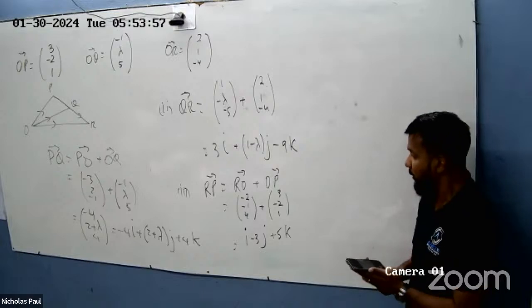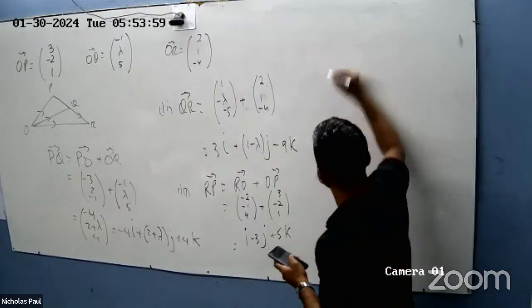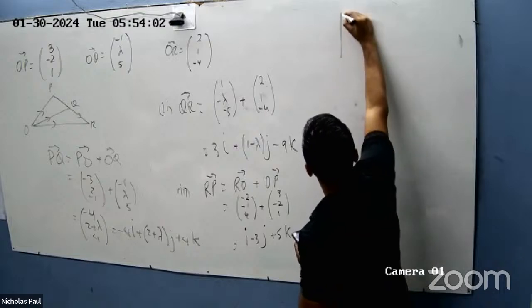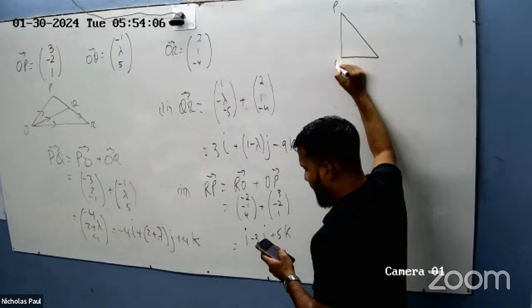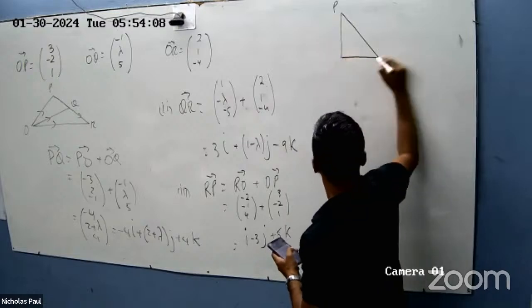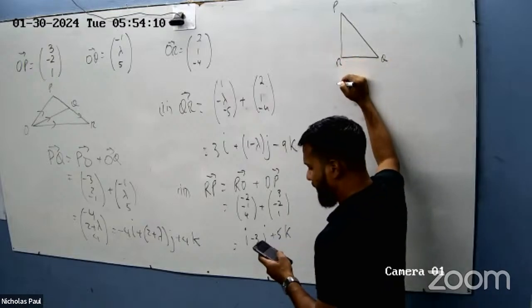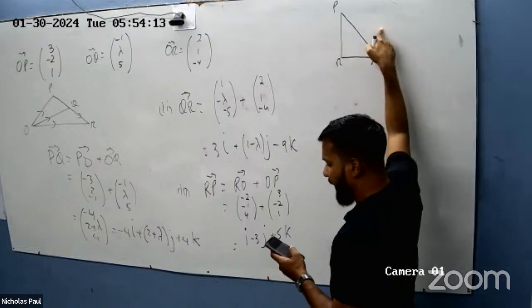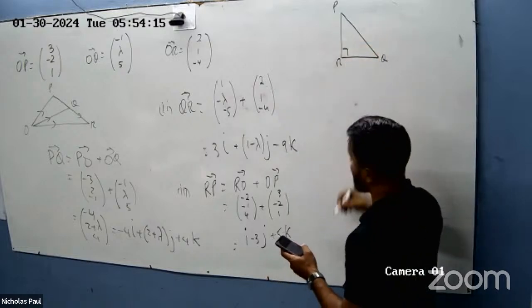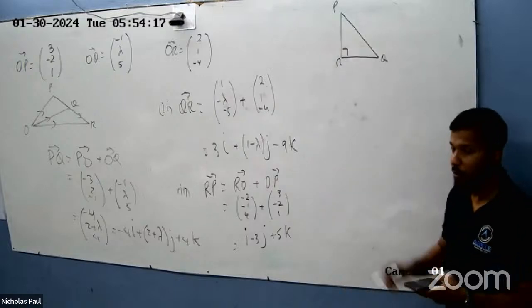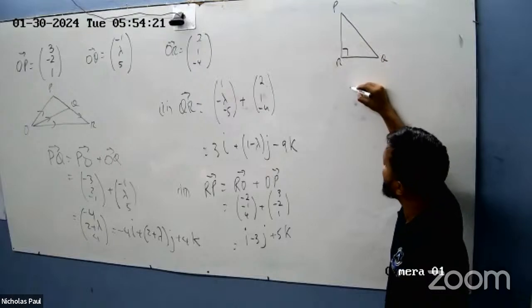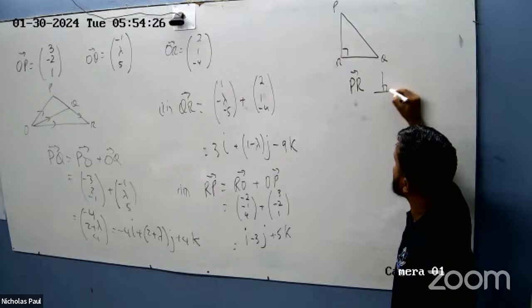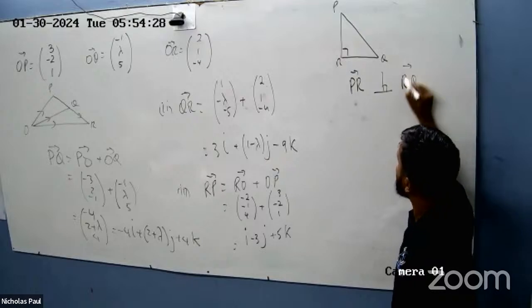Right. So now they said that the triangle PQR has a right angle at R, with side PQ being the hypotenuse. They want us to find lambda. So what does this say? This says that PR and RQ are what? Right? So PR is perpendicular to RQ.